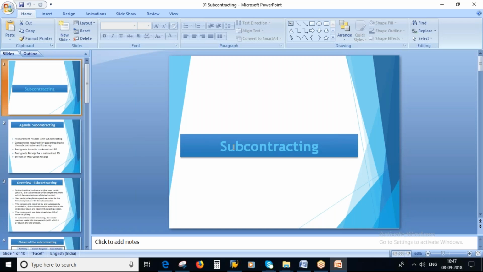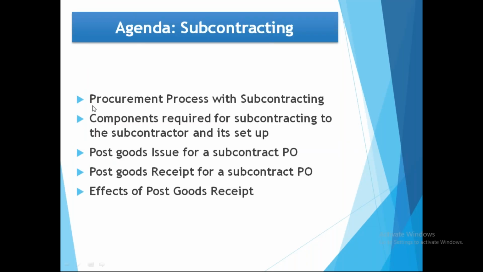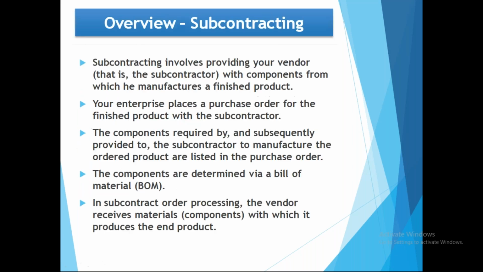Okay, so we'll be starting our next topic, that is subcontracting. The topics that we are going to cover are: procurement process with subcontracting, components required for subcontracting to the subcontractor and its setup, post goods issue for a subcontracting purchase order, post goods receipt for a subcontracting purchase order, and effects of goods receipt. These are the topics we'll be covering in subcontracting.